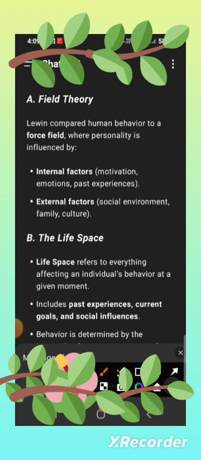He used the concept of a force field, where behavior results from two opposing forces. Driving forces push a person towards a goal, for example motivation and encouragement. Restraining forces hold a person back, for example fear and societal norms. For example, a student wants to study, the driving force, but is distracted by social media, the restraining force. Their behavior results from a balance of these forces.